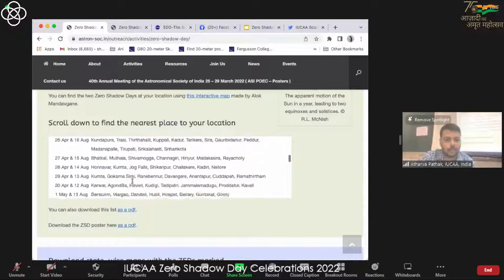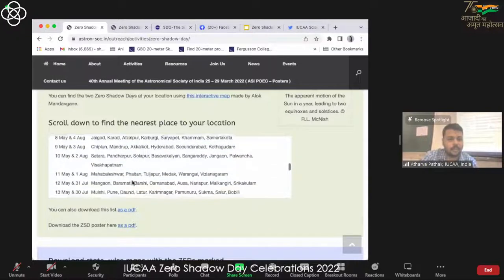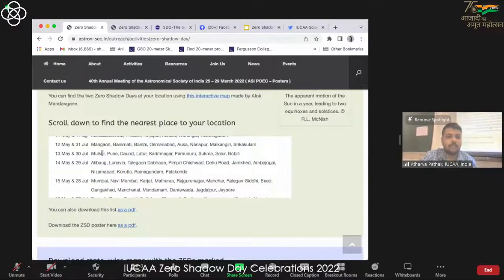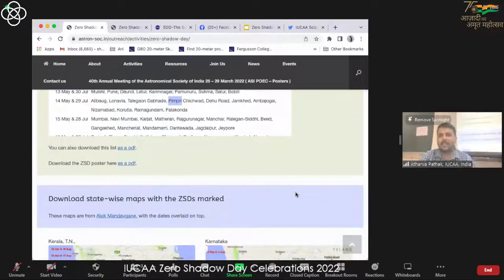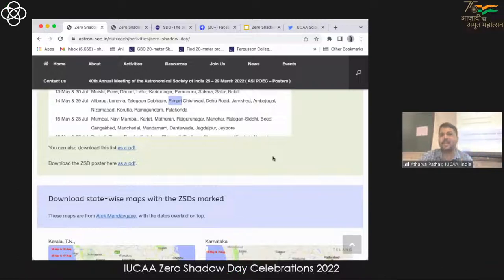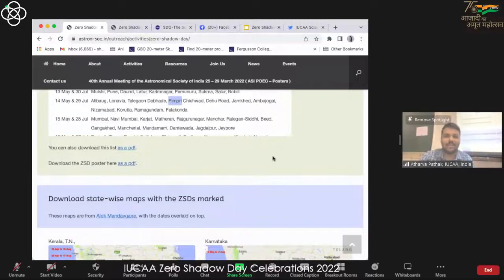So today is 14th of May. On 13th of May, you could see Pune in the list over here. Today there is Pimpri Chinchwad and areas closer to the Pune University. So that is why we are celebrating the Zero Shadow Day today. We will very soon see the entire Zero Shadow Day setup as well, and we will also start marking the readings. We will really verify whether we can see Zero Shadow Day or not.